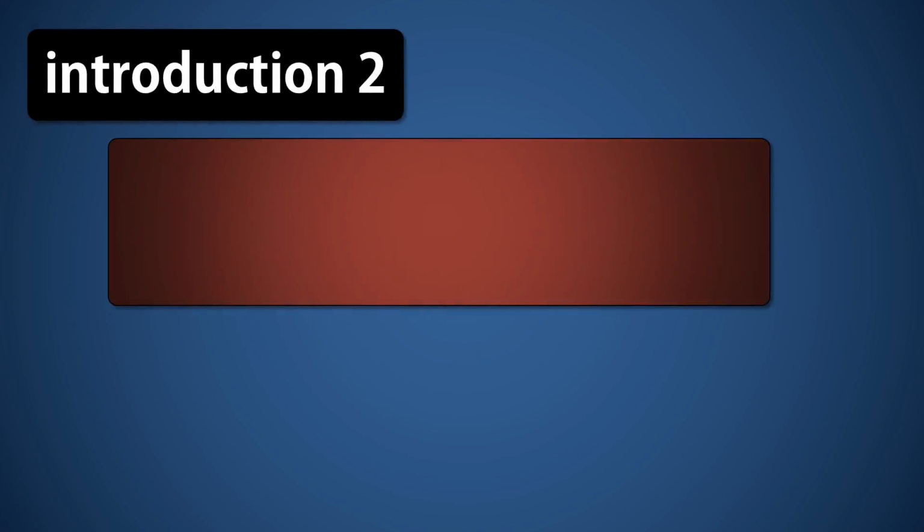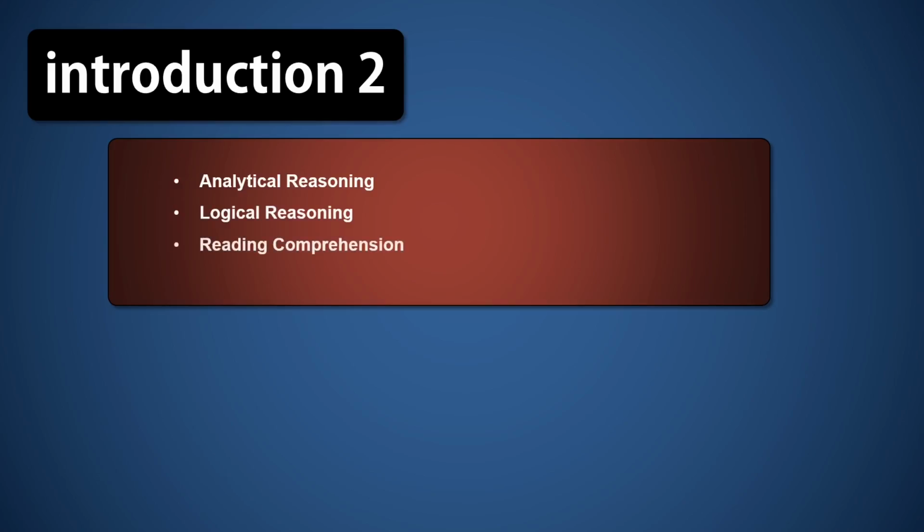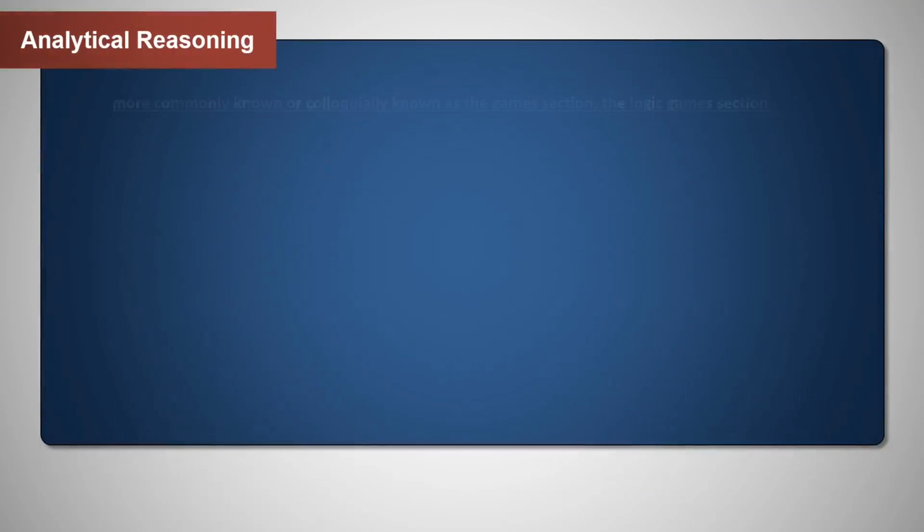Okay, so this is our second introductory video to the LSAT. And here we're going to discuss the different multiple choice sections that are scored on the test in a little bit more detail. So one of them is the analytical reasoning section, the other is the logical reasoning section, and the third is the reading comprehension section. So let's start with the analytical reasoning.